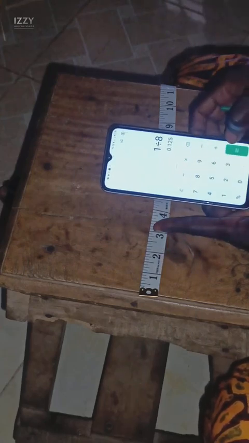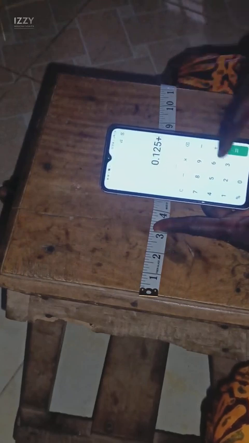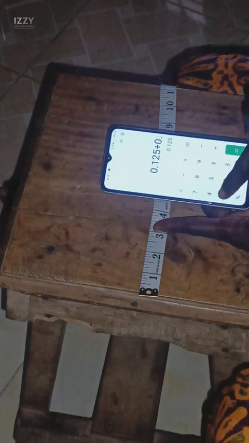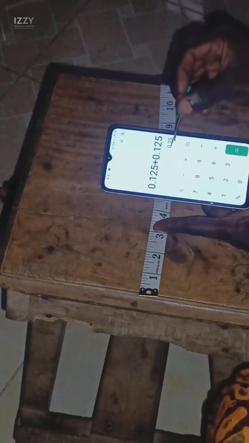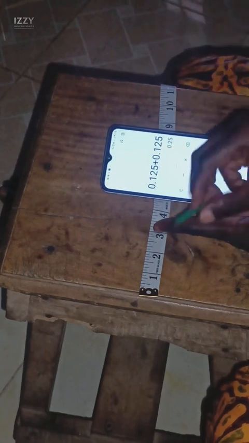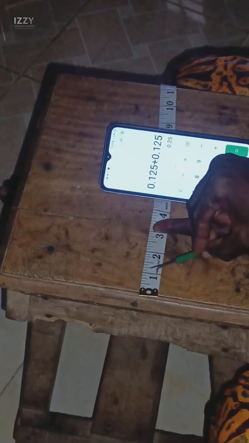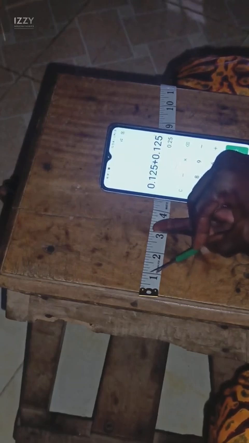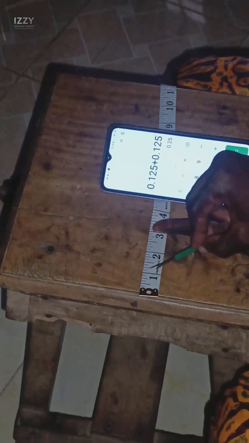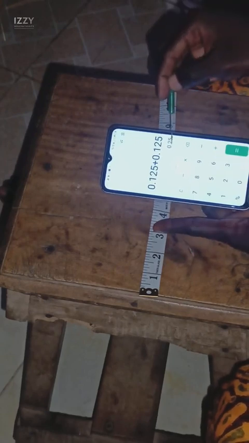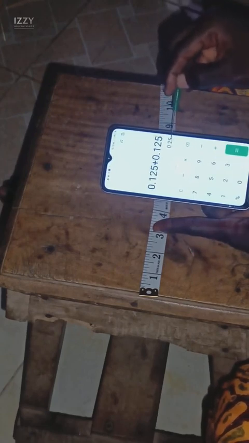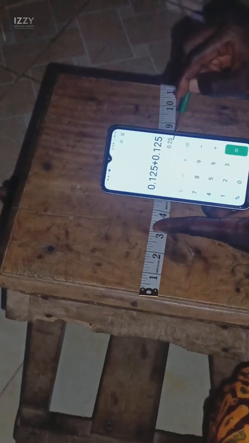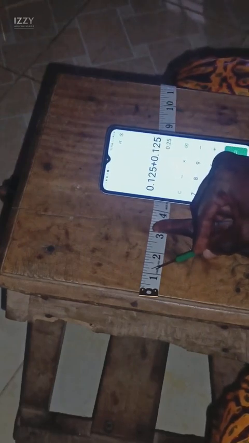So plus 0.125 gives me 0.25. That means this line is 0.25. In other words, we call it 1 to quarter. So anytime you hear me saying 1 to quarter, know that this is what I'm referring to, this particular one. And why did I call it 1 to quarter? After the decimal point, the next figure is 2. That is why we call it 1 to quarter.